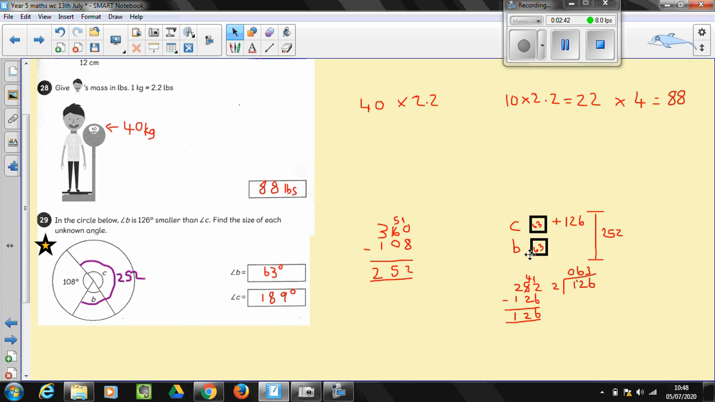I knew then that angle B must be 63 degrees, and angle C must be 63 degrees, plus another 126, and that was 189 degrees. That was a tricky question. Well done if you got the answer to that one.